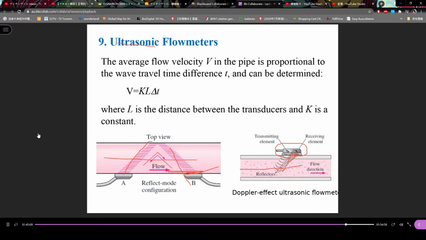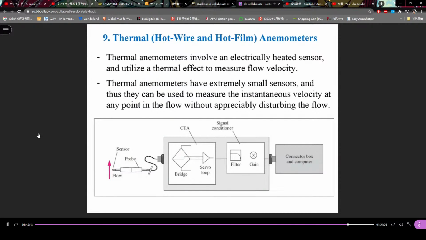So the average velocity V in the pipeline is proportional to the wave travel time difference and can be determined by this, where L is the distance between the transducers and K is the constant of the instrument. Then you measure the time difference, and you can estimate velocity. This is also called the Doppler effect ultrasonic flow meter. And any others? Last one, I think.